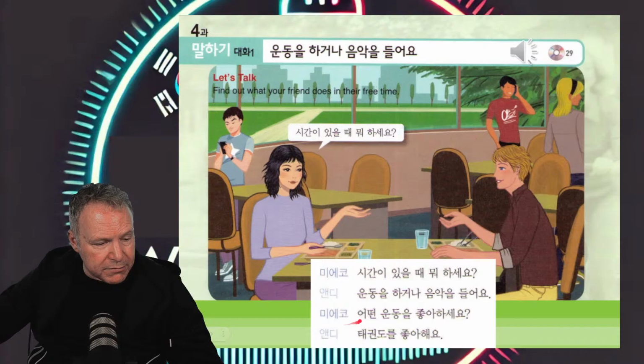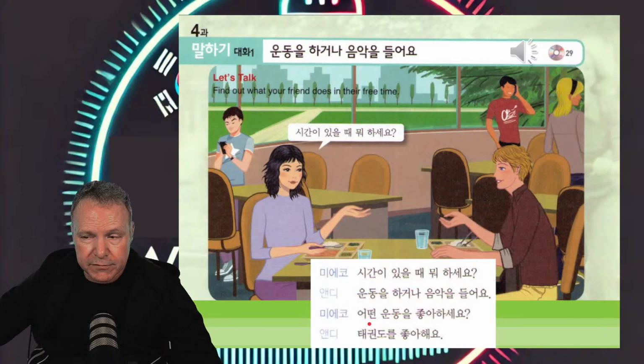When you get down here, Mieko now responds, 어떤 운동을 좋아하세요? Okay, Quinn's having trouble. 어떤 운동을 좋아하세요? What kind of exercise do you like? 어떤, like which one, which kind?